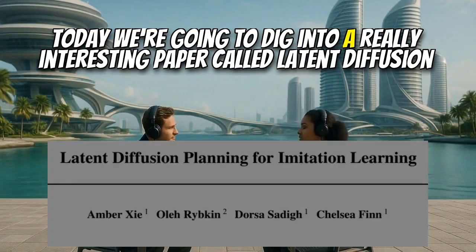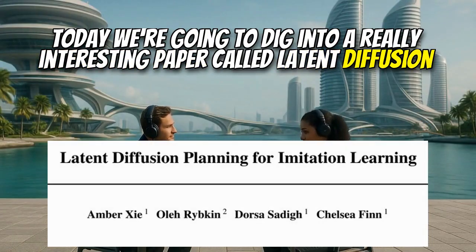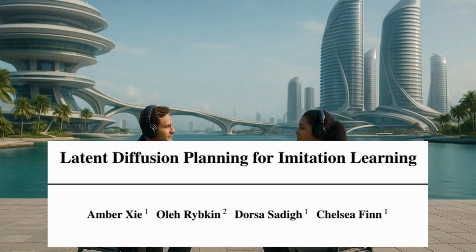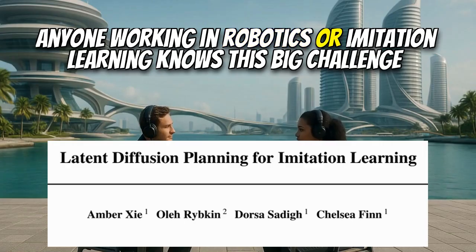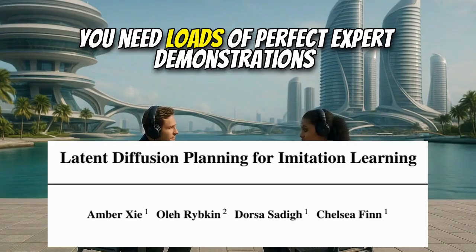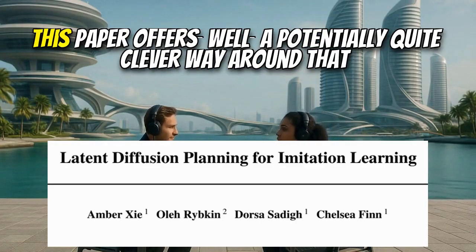Today we're going to dig into a really interesting paper called Latent Diffusion Planning for Imitation Learning. Anyone working in robotics or imitation learning knows this big challenge. You need loads of perfect expert demonstrations. It's a real bottleneck. This paper offers, well, a potentially quite clever way around that.